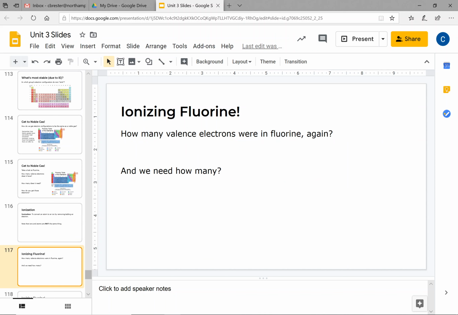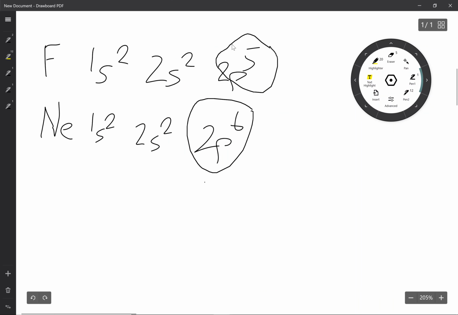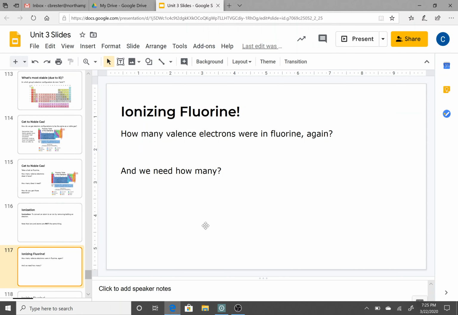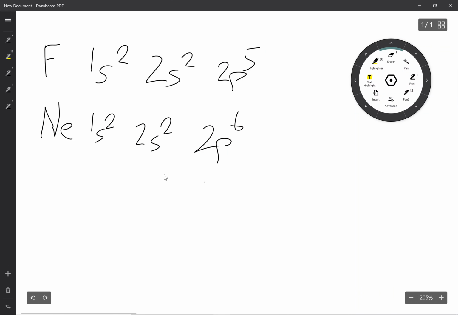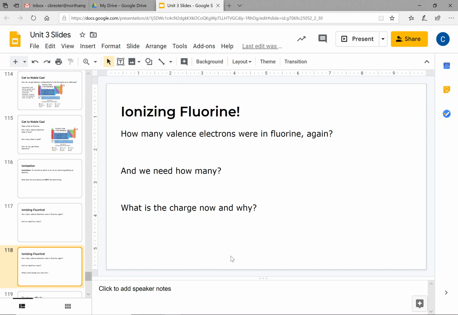Now we said there were 7 valence electrons in fluorine. And if we want to prove that, we just come back here to our drawing and we say, oh look, we have 2s2, 2p5, 2 plus 5, that's 7 valence electrons, and we need one more. Remember, we're trying to get to the nearest noble gas, which is neon. So 2 plus 6 is 8. The difference between 7 and 8 is 1 more electron. If we add that additional electron, what's the charge on fluorine as an ion now?